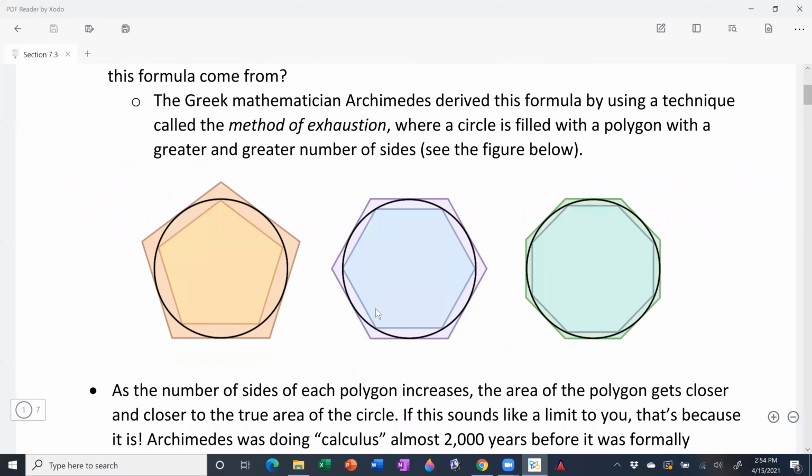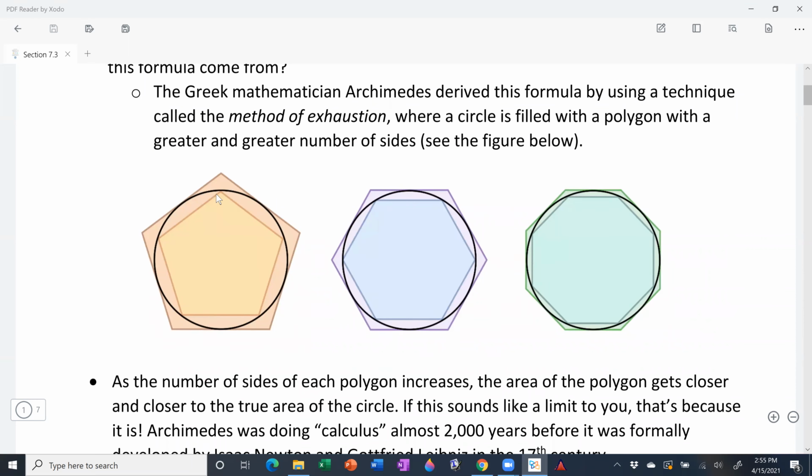And so I included this figure below here to demonstrate that. So this black circle here, at first it's filled up with a pentagon, or you could put the pentagon around the outside of the circle, and you could find the exact area of that pentagon. Or you could increase the number of sides of your polygon and then find the exact area of that polygon, or increase the number of sides again and again. And notice how the extra space that's left over between the circle and the polygon is shrinking as we let the number of sides of the polygon increase.